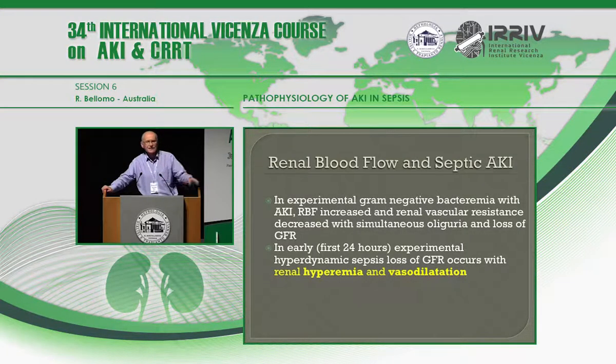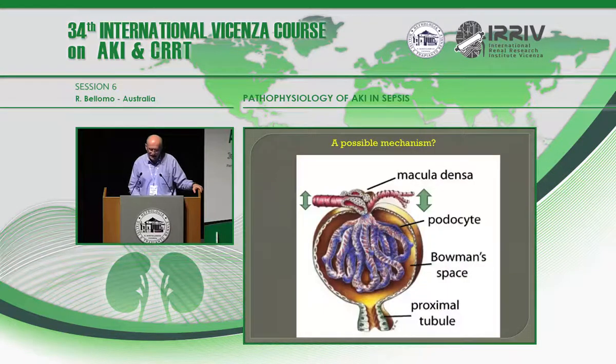So when we create a gram-negative bacterial septic model, there is increased renal blood flow, there is decreased renal vascular resistance, but at the same time the animal develops oliguria and a significant reduction in GFR. So the initial insight from these experiments was that the traditional view that there is decreased renal blood flow is probably incorrect, at least in the early phases of acute kidney injury. So if there is increased renal blood flow, then we reasoned about how that might happen.